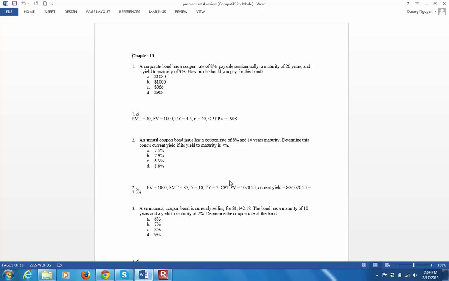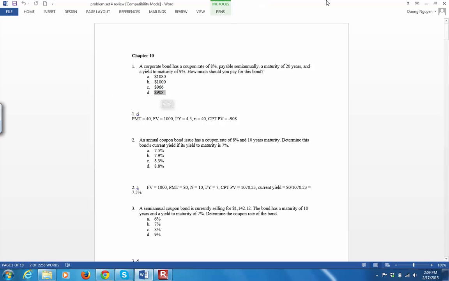Alright, so let's start with question number 1. A corporate bond has a coupon rate of 8%, payable semi-annually. The coupon rate is 8%, but the bond is making semi-annual coupon payments, and maturity is 20 years, and the yield to maturity is 9%. So what is the price of the bond? How much should you pay for the bond?